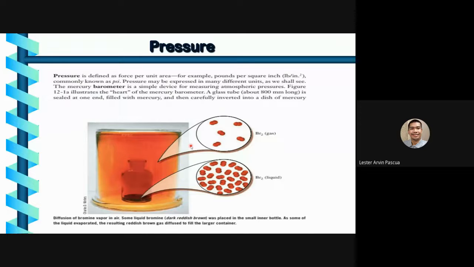What's happening here? This is your bromine gas. In the lab, if you have bromine, you open the flask containing the bromine, then cover it with a beaker. Over time, the color of the air inside changes. So, that's diffusion that's happening.